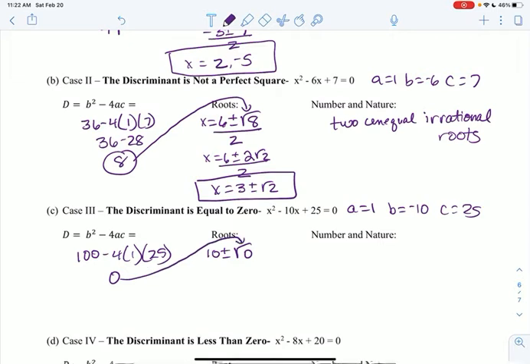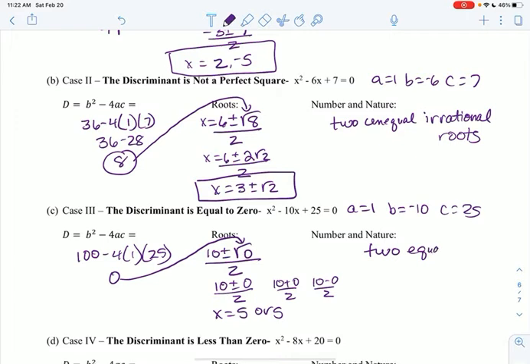I'm doing it separate, and then I'm doing it inside just so you can see how the discriminant is going to tell us about the roots. And this is just going to be 10 plus or minus 0 over 2, which is just 10 over 2 and 10 over 2. I get 2 equal roots because it's 10 plus 0 divided by 2 and 10 minus 0 divided by 2. But both of those give me 5. So I have 2 equal rational roots, or 1 double, because it's matching, rational root.